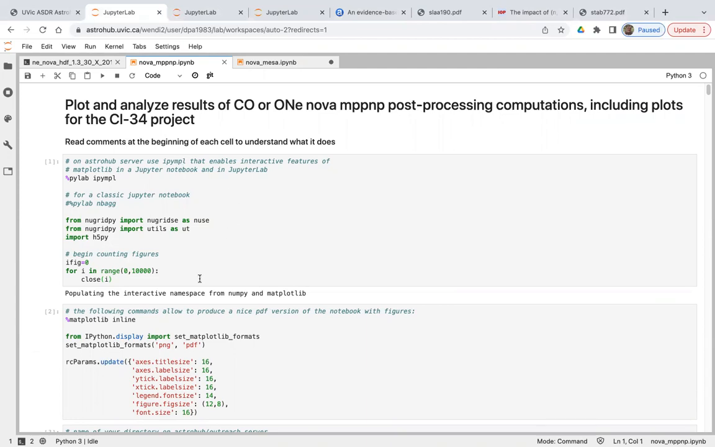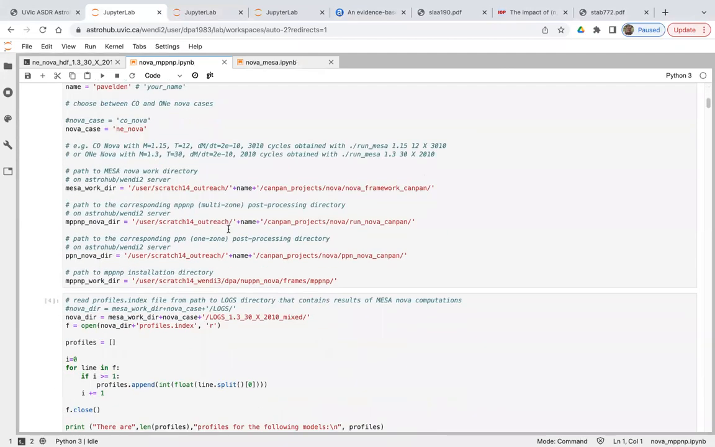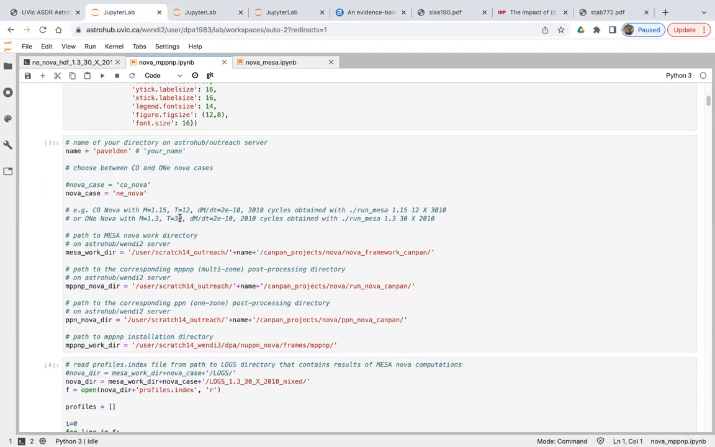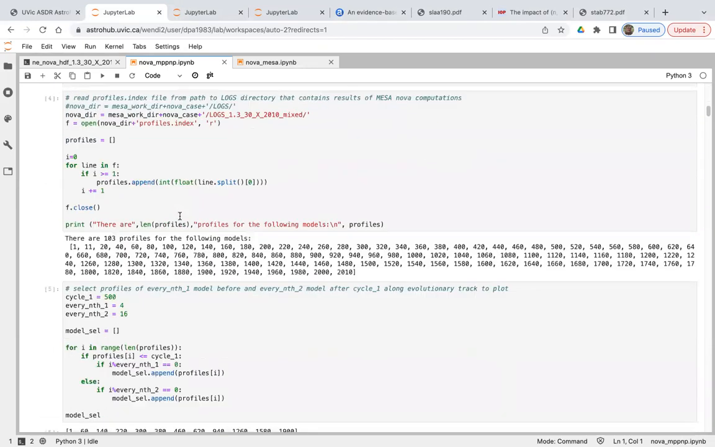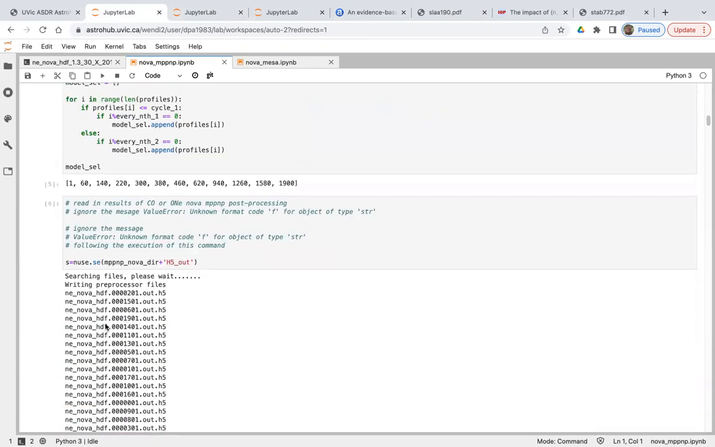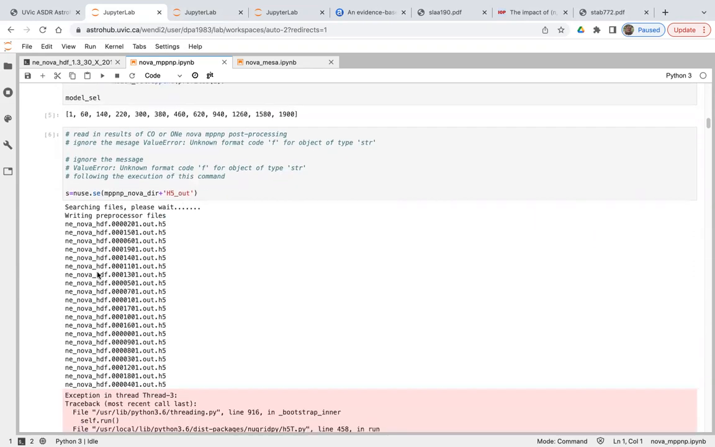Some cells here take several minutes to execute, therefore I've executed them before our meeting today. I'm just going to walk you through these cells. Again, here choose the name of your directory, and the name of the nova case, either CO or neon nova. This cell reads output data produced by the multi-zone NuGrid code. Okay.